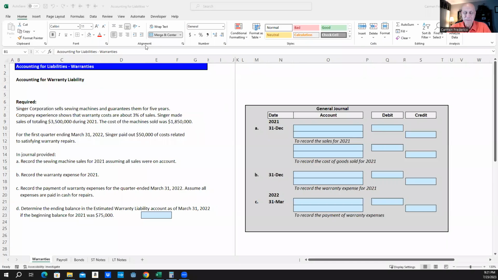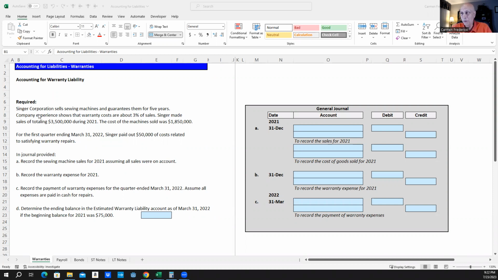So if you see on my screen, accounting for warranty liabilities. The key with warranty liabilities is you want to match the expense with the revenue. So you want to make sure that you record the associated projected warranty expenses with the revenue in the year you make the sale. So you want to do a good job of matching the expense. So you estimate what the warranty liabilities are going to be.